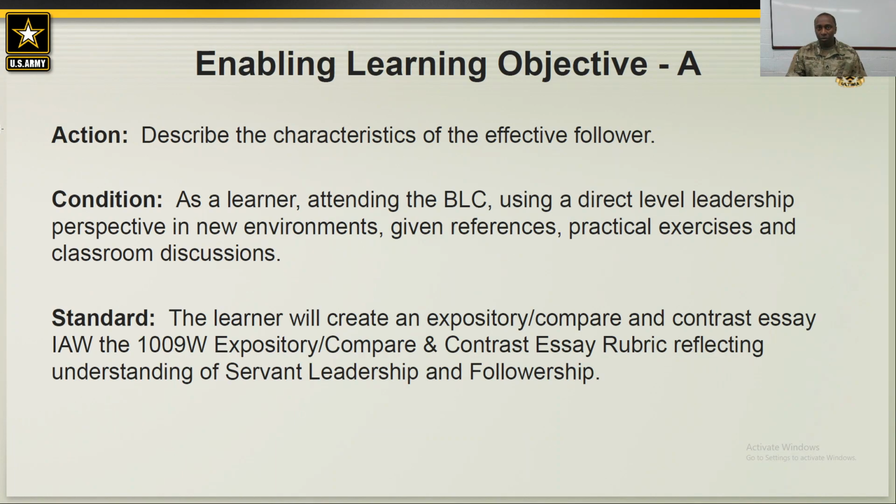Enabling learning objective Alpha. Action: Describe the characteristics of the effective follower. Conditions: As a learner attending BLC using a direct level leadership perspective in new environments, given references, practical exercises, and classroom discussions. Standards: The learner will create an expository compare and contrast essay in accordance with the 1009 Whiskey Expository Compare and Contrast Essay Rubric, reflecting understanding of servant leadership and followership.